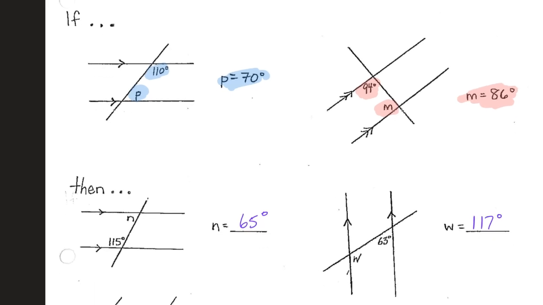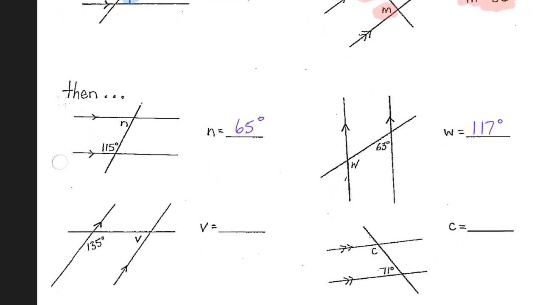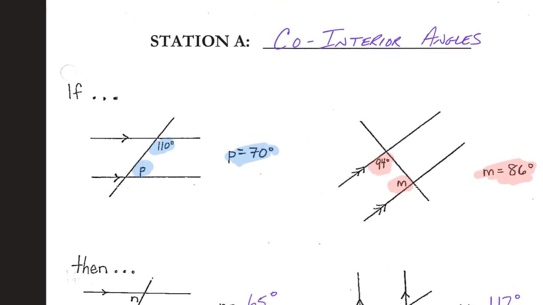If I slide that up a little farther, we would also come to find that angle V was 45 degrees and angle C was 109 degrees. Hopefully our values match up on the 4 problems, and we were able to come up with what that pattern was. So I'm going to scroll down a little bit. What we should be filling in at the top of station A then, station A represents co-interior angles.